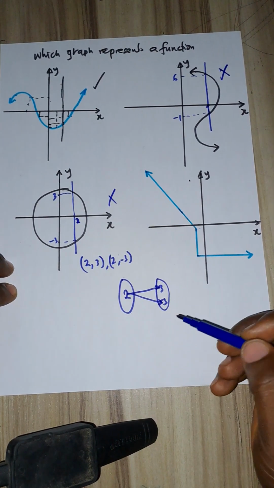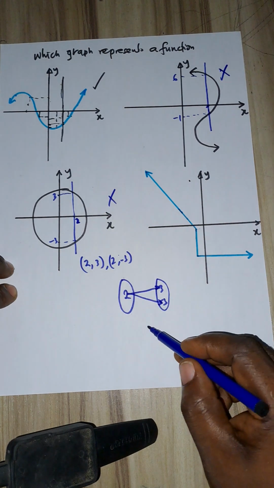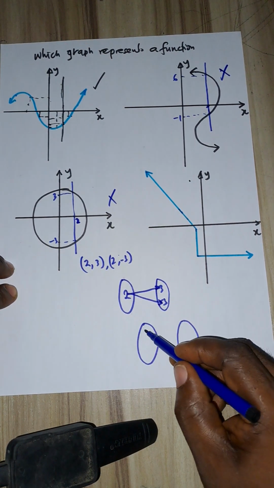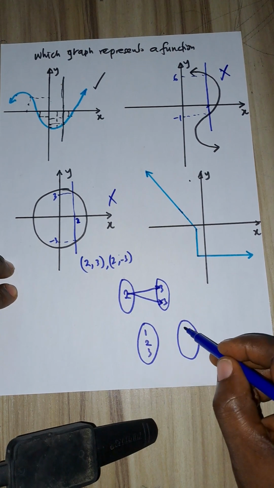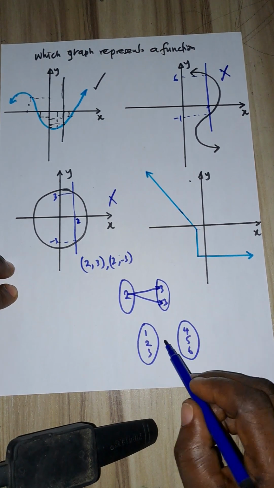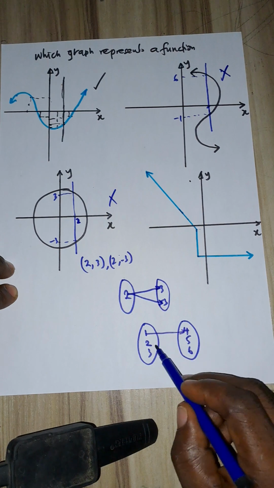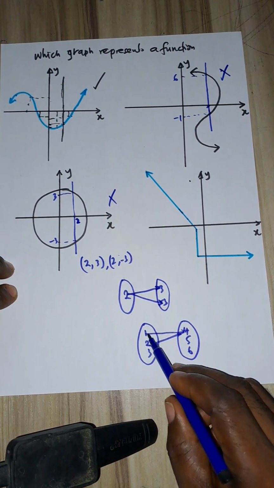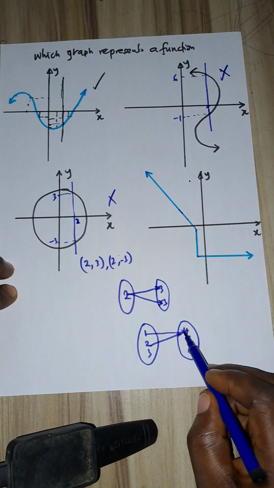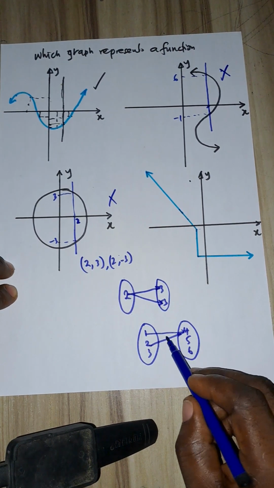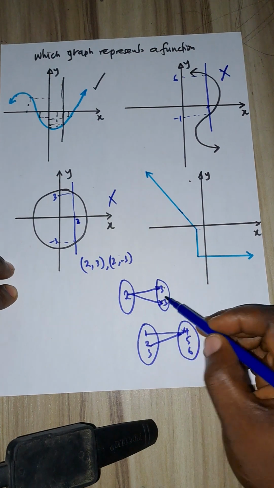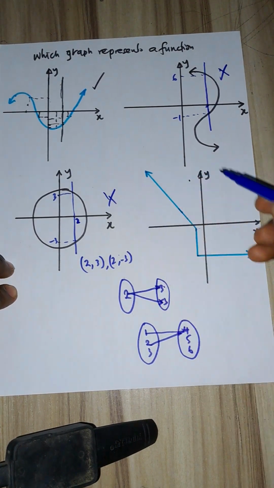Divergence is not allowed. Convergence is what is allowed. What do I mean? 2 members of the domain, like 1, 2, 3, 4, 5, 6, 2 numbers of the domain can have 1 number in the range. So it is called convergence. Convergence is permissible, but divergence is not permissible. So this is not a function.